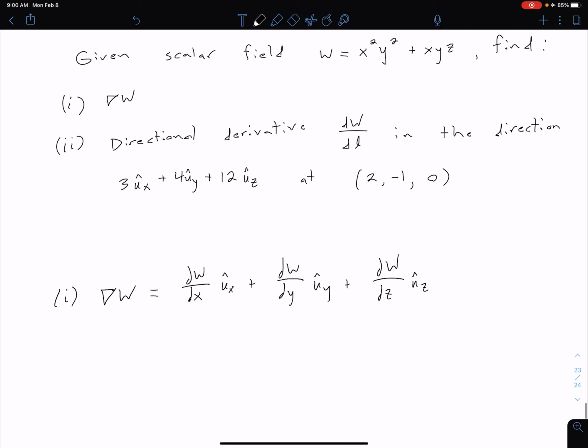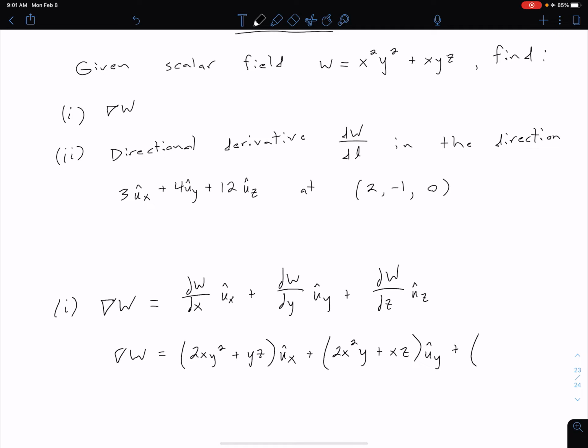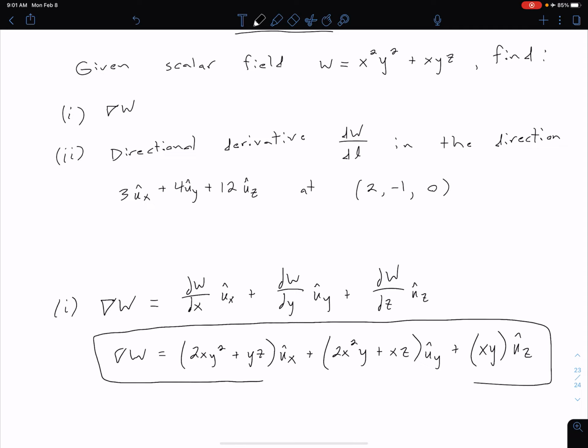And in this case, it's pretty simple. Just doing some simple calculus here, we get that the gradient of w is equal to, first, the partial of w with respect to x, which gives 2xy squared plus yz. All of that is in our x direction. For our second term, we have 2x squared y plus xz. That's in our y direction. And finally, for our last term, we have just x times y, which is in our z direction. So this would be the answer to the first part of the problem.